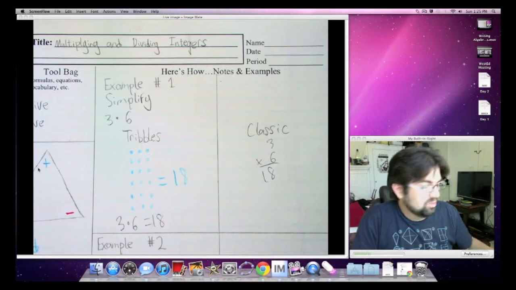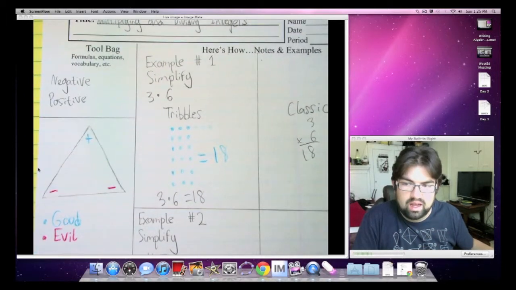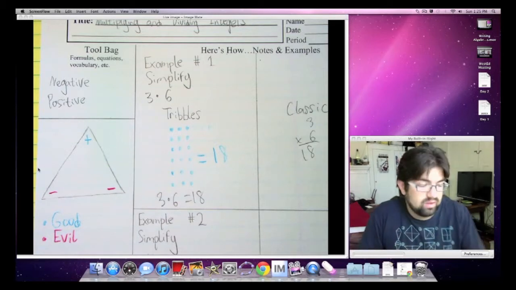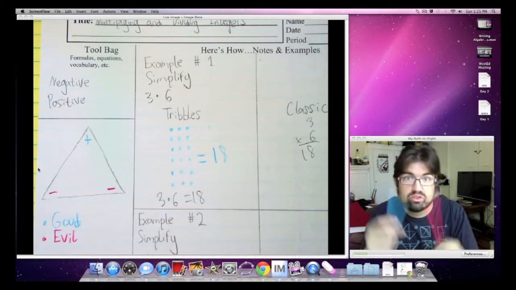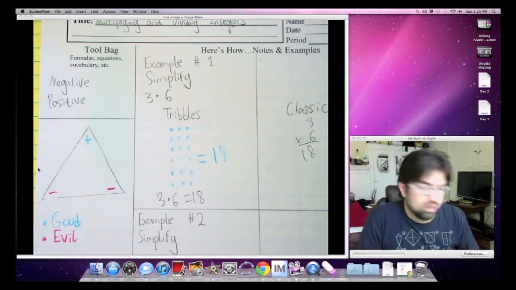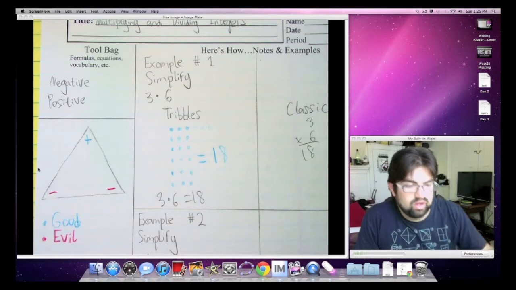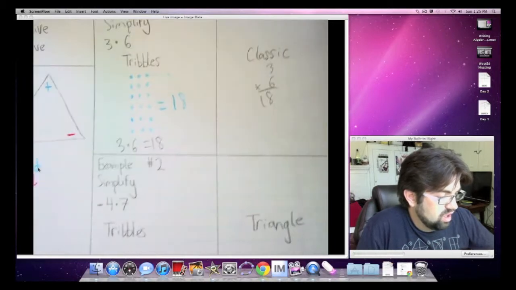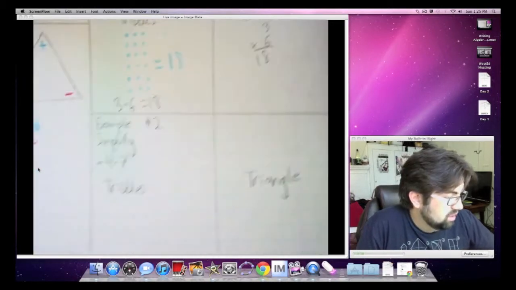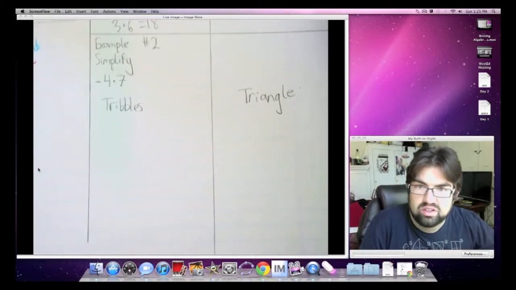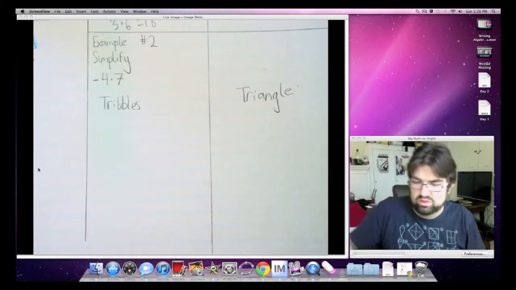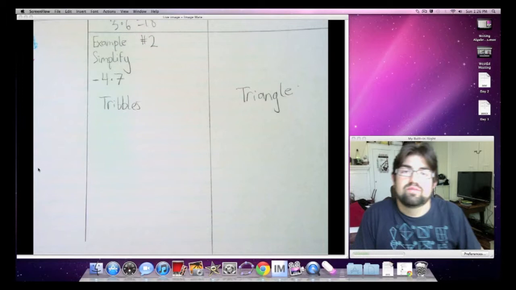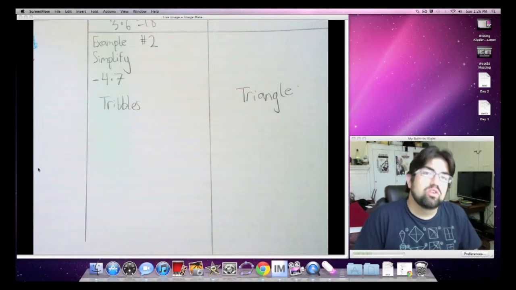My first thing is I'm going to point out I've written again good, evil, positive, negative, color pencils. That's basically the moral of the story. And then I've given you this little fancy triangle, and we're going to get to that in a minute. So go ahead and copy that down if you want to right now. But let's jump into this part down here. Now, I have -4, and I want 7 groups of -4.